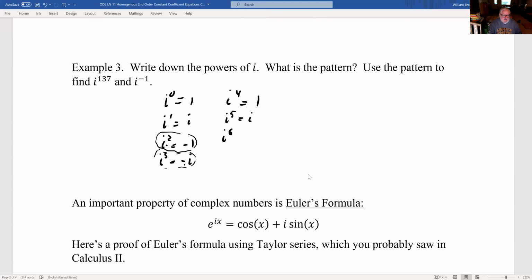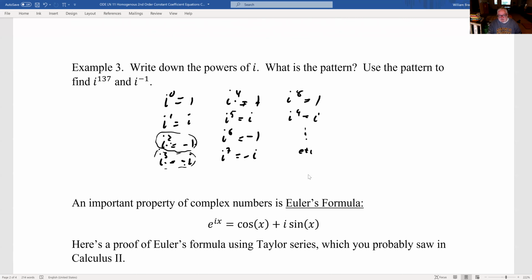i to the sixth, take i to the fourth multiplied by i squared, that's 1 times minus 1, that's minus 1. i to the seventh is i to the fourth times i cubed, so that's minus i times 1, that's minus i. i to the eighth is 1, i to the ninth is i, etc., etc., etc.